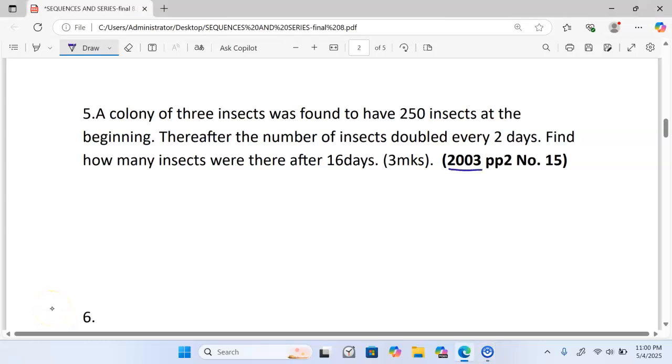We are presenting K.C.S.E 2003 paper 2 question number 15. The question reads, a colony of insects was found to have 250 insects at the beginning. That is our first term, which is 250. Thereafter, the number of insects doubled every 2 days. That means our common ratio is going to be 2.